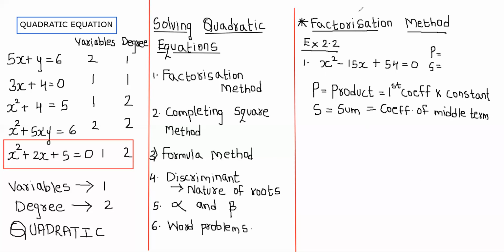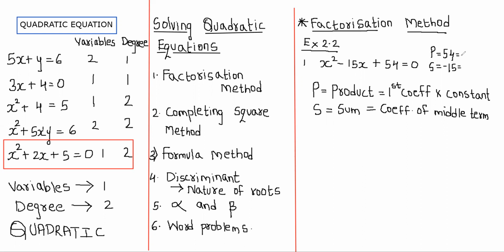So when we look at this sum, we'll write P, and P is the coefficient of the first term into constant. Now what is the coefficient of the first term here, students? Nothing. Nothing means we always consider 1. And what is the constant here? Constant is 54. We'll multiply 1 into 54. We get 54. And then we will write S, that is the coefficient of the middle term. So the coefficient of the middle term here is minus 15. We need to consider the minus sign also.